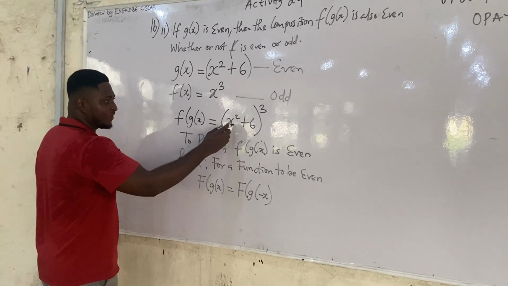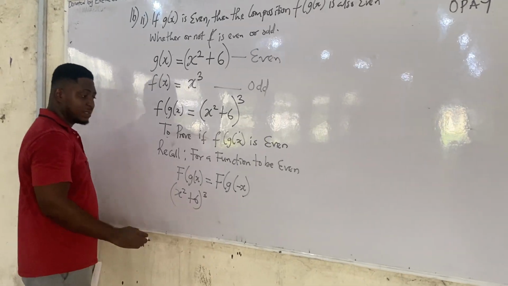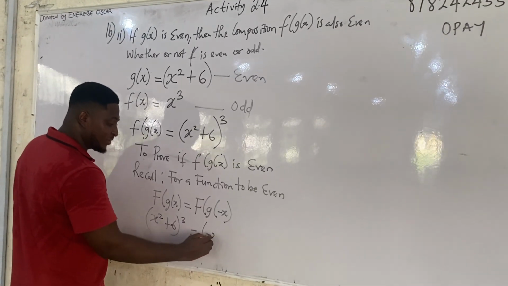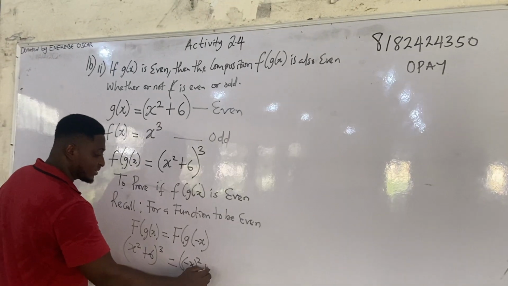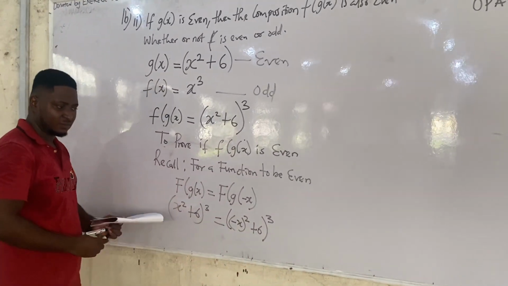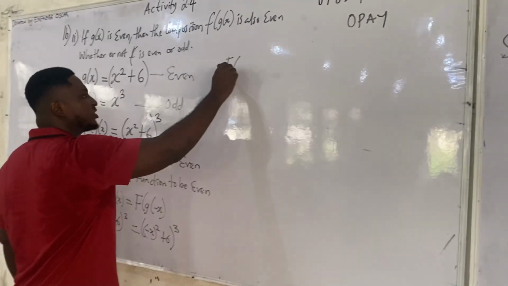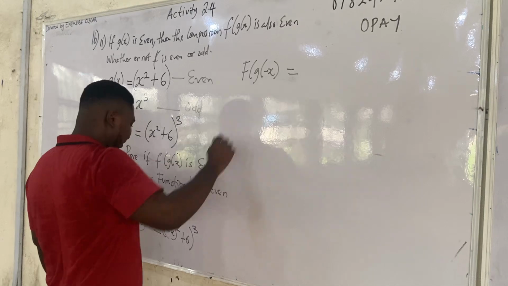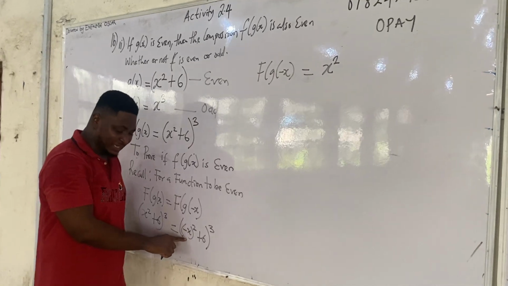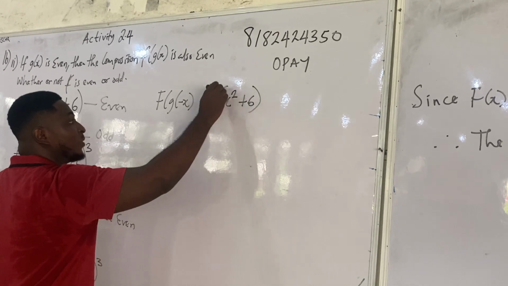And our f of g of x is already here, x squared plus 6 raised to power 3. Now our f of g of minus x will be, anywhere we see x, put minus x, minus x squared plus 6, everybody raised to power 3. We need to find out if this will yield this. Class, let's go and find out. Minus x all squared, so we're looking for f of g of minus x. Minus x all squared will give you positive x squared, because minus x times minus x is plus. So x squared plus 6 raised to power 3.